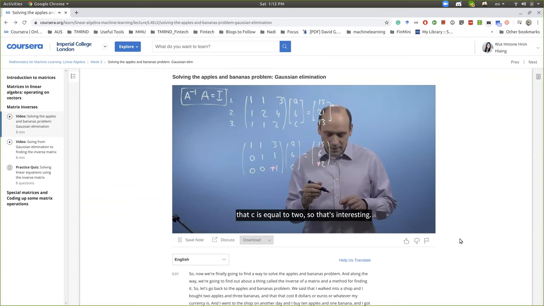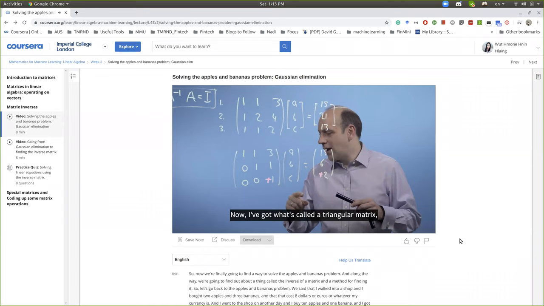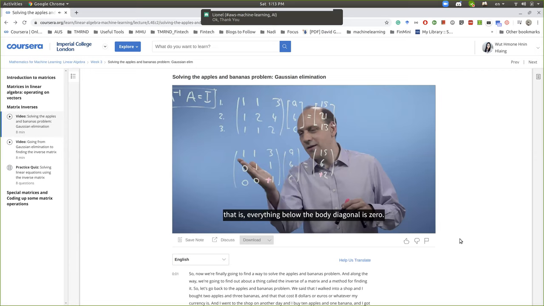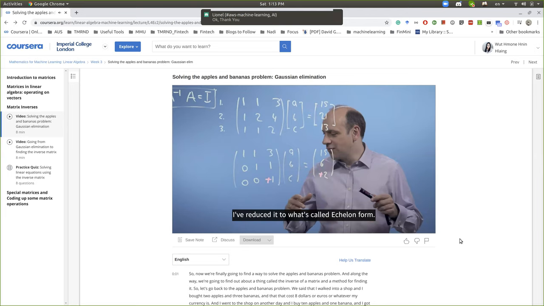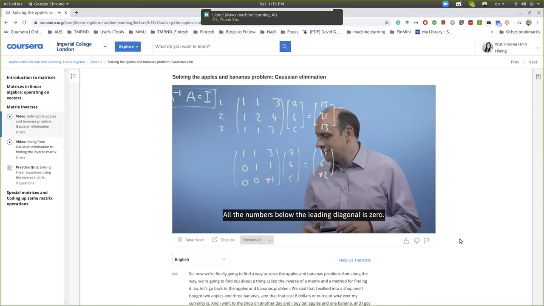So that's interesting. Now, I've got what's called a triangular matrix. That is, everything below the main diagonal is 0. And that's a very interesting sort of matrix. I've reduced it to what's called echelon form. All the numbers below the leading diagonal are 0. Now, I can do what's called back substitution.